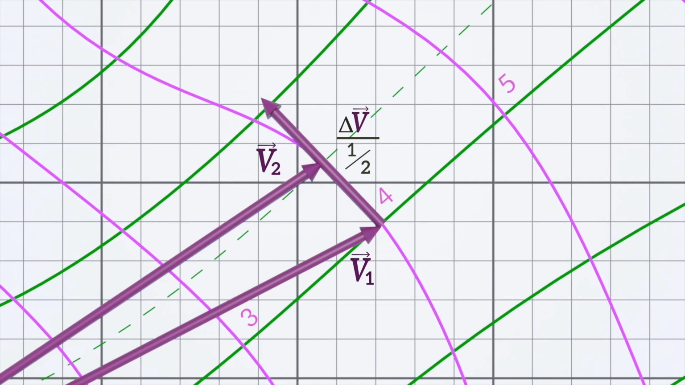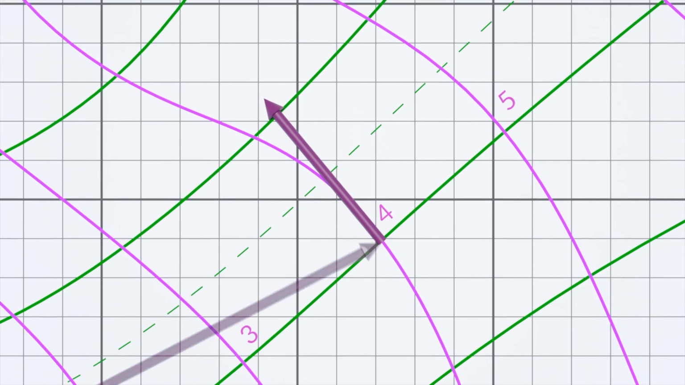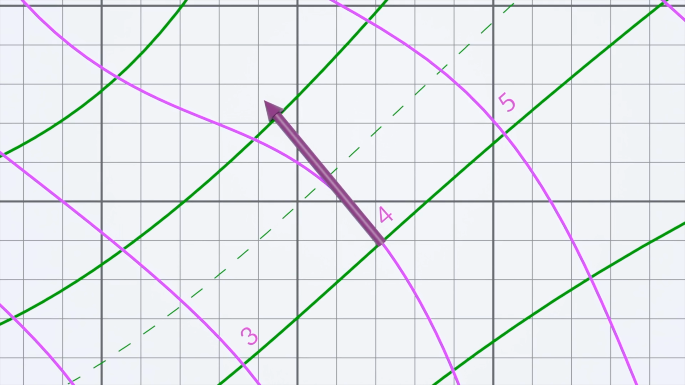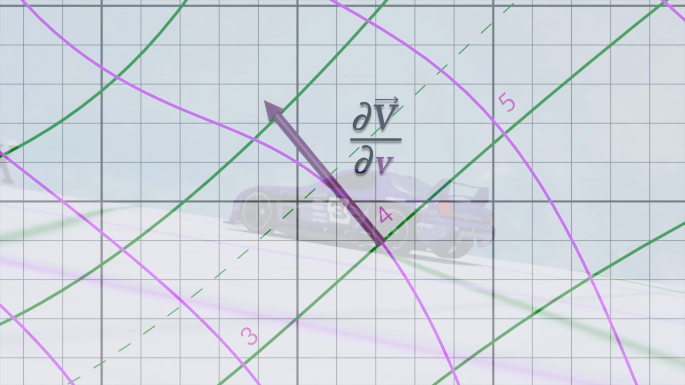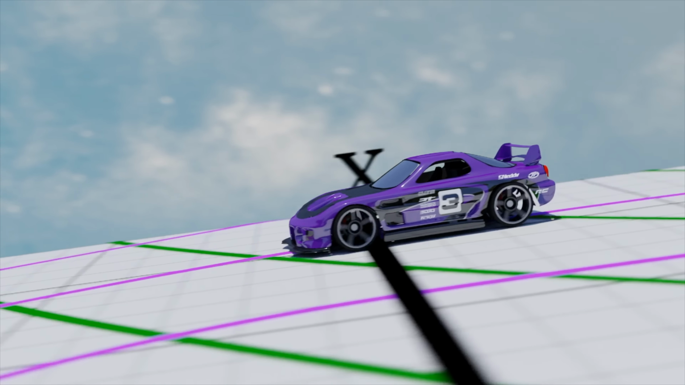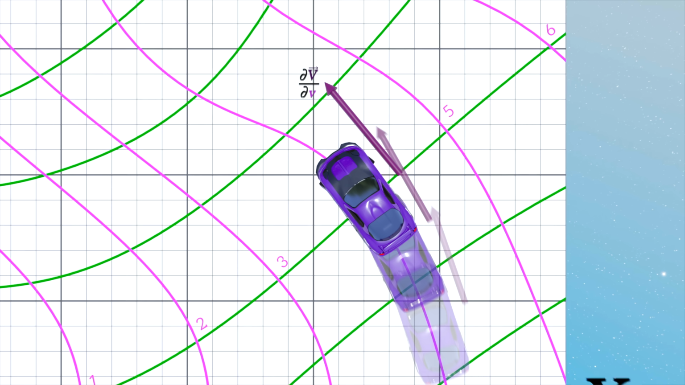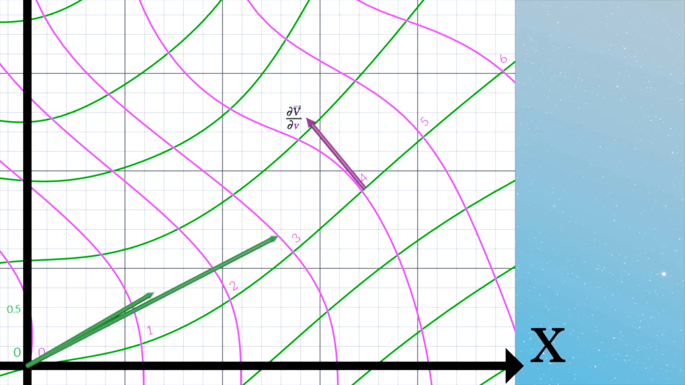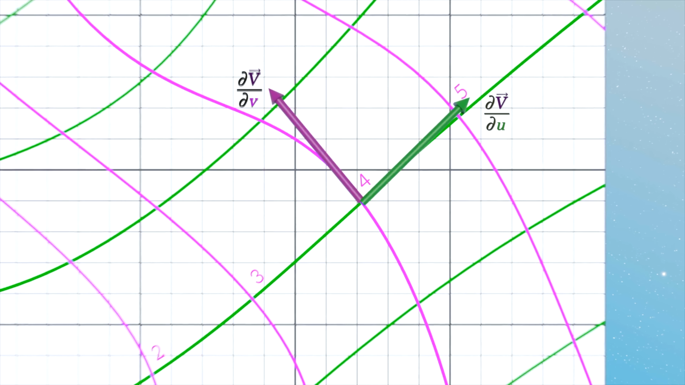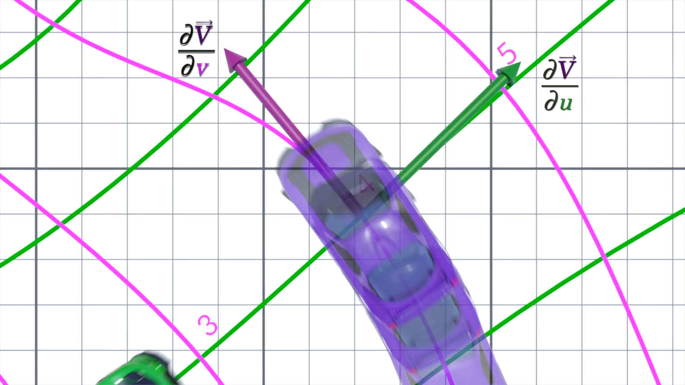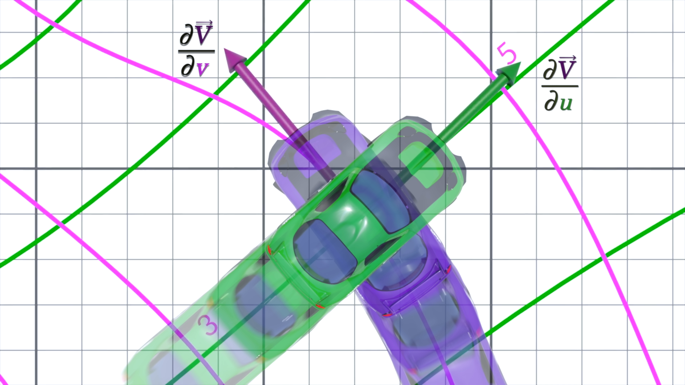Repeating this process to its infinitesimal limit yields a vector tangent to the coordinate curve whose magnitude represents the coordinate velocity of the curve at that point. That is, the precise velocity our Hot Wheels would have traveling through that point. Do this for the other coordinate direction as well, and then about any point we have two vectors describing the respective velocities of Hot Wheels traveling in those directions through that point.